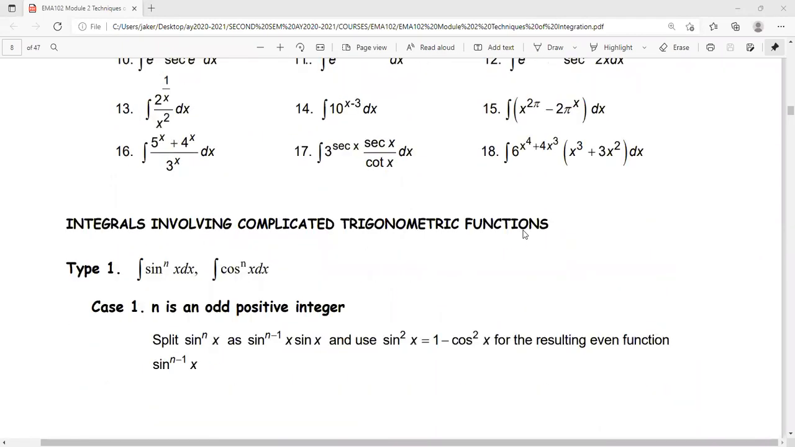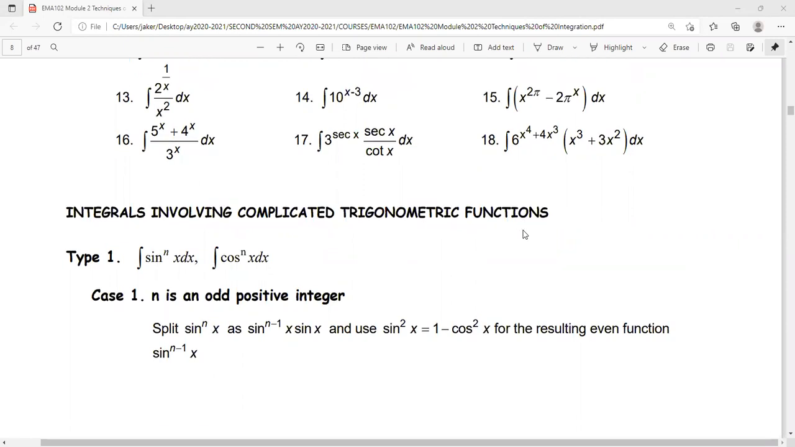Okay, so I have shared in Canvas under the lesson for Module 2 the entire set of topics for techniques of integration. And we are now continuing this afternoon on integrals involving complicated trigonometric functions. Now, these integrals require, class, that you do trigonometric transformation prior to applying the previously learned concepts on integration.